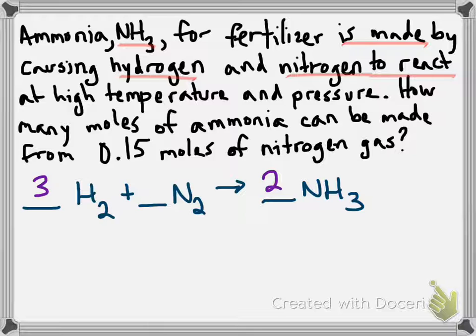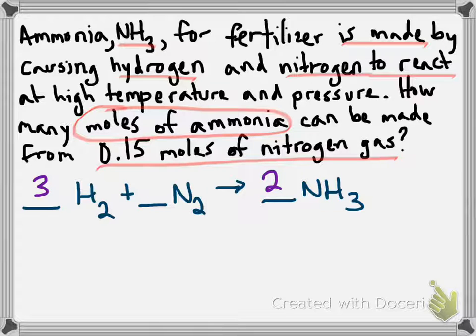Hopefully when you balance the equation, you got this. Notice that there are 6 H's on my reactant side and 6 on my product side. There are 2 N's on my reactant side and 2 on my product side. So step 2 says determine what is given and what is unknown. So it says how many moles of ammonia, so that's my unknown, can be made from 0.15 moles of nitrogen gas. So I'm given my 0.15 moles of nitrogen gas.